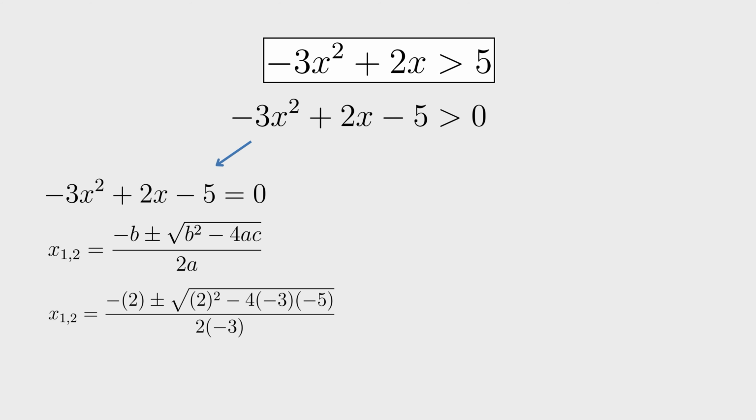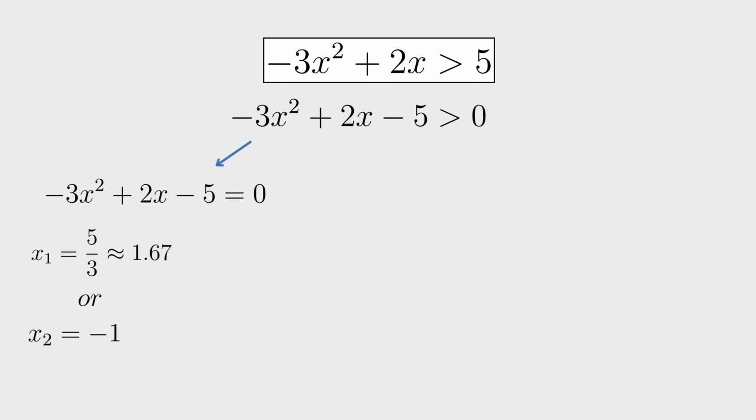Plug these values into the quadratic formula. Remember to use the plus, then the minus sign separately. You can do it in any order. Then calculate and you will get two values. x1 rounded off to 2 decimals is 1.67 and x2 is negative 1. Now you have your x-axis intercepts.